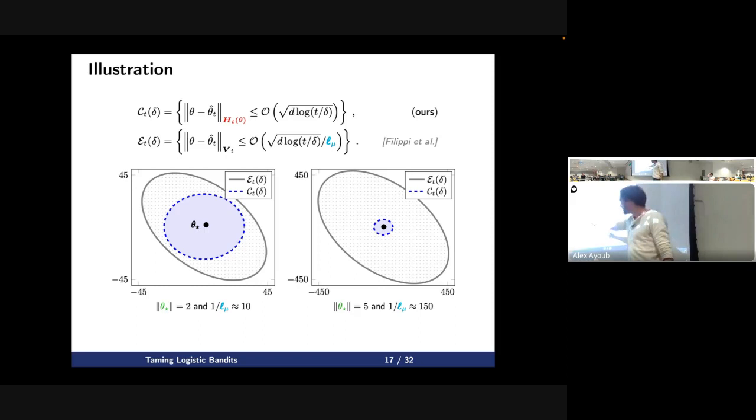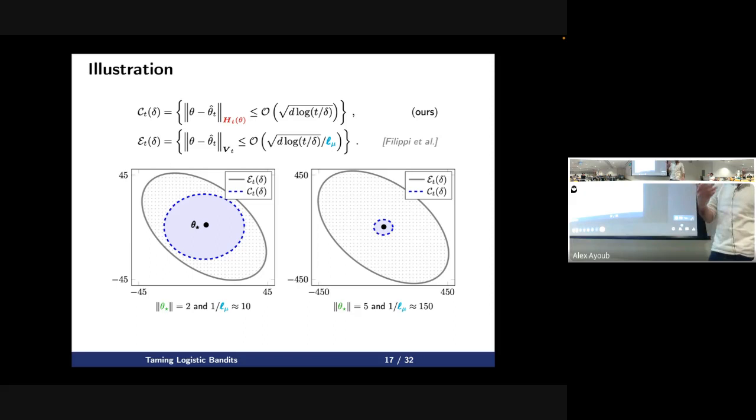And there is a second type of improvement, which is that now this dependency is no longer explicit. Everything is in H_t, and this is adaptive depending on the type of actions you selected so far. So if you play in the tails, H_t will scale with L mu. If you play in the center of the ellipsoid, which coincides with a linear bandit regime, H_t won't depend on L. So that's an adaptivity feature that we will leverage.